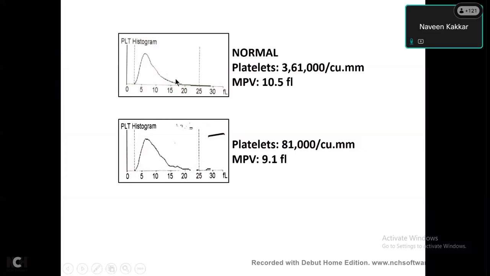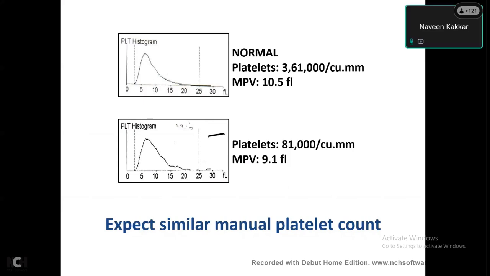So this is a normal platelet count. MPV is slightly on the high side but still within normal limits. Platelet count is normal. Histogram is actually normal, falling to the baseline before it goes into the RBC zone. A platelet histogram of similar look, but look at the platelet count, 81,000. So the point here is if your platelet histogram is looking normal, touching the baseline well in time, then your platelet count may be normal or low. You are likely to get a similar platelet count on the manual count. Which means if the platelet histogram is normal, this automated count is likely to be correct. So expect a similar manual platelet count in these scenarios.